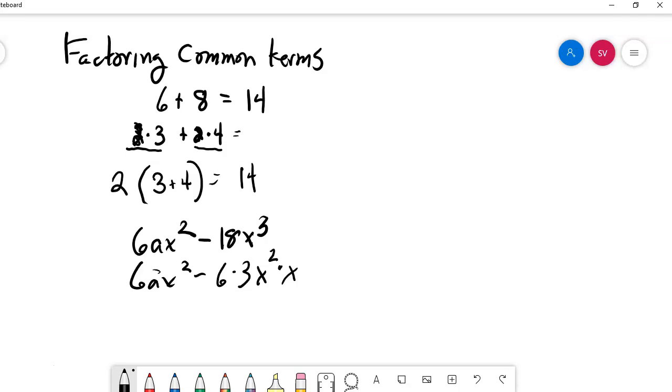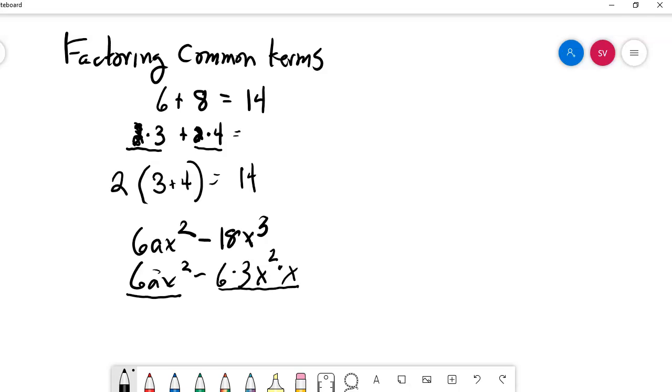Now, if you could see what's common without doing this step, you don't have to include it. I include this just to illustrate to students what is visually common between these two sets of terms. So we compare the terms that are separated by plus and or minus signs. In this case, it's a minus sign. So we're going to compare the 6ax squared with the 6 times 3 times x to the second times x, which is this 18x to the third, just expanded out.